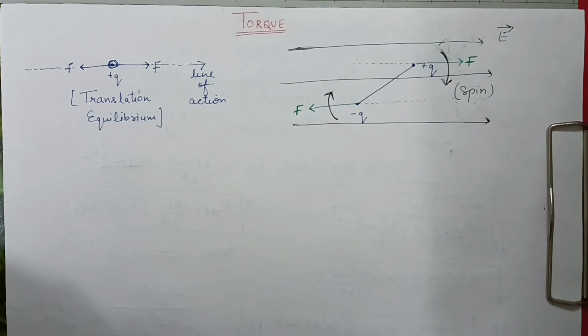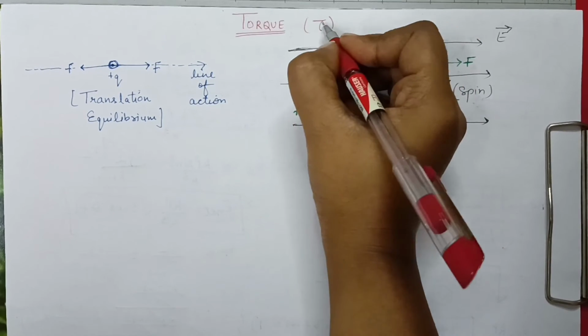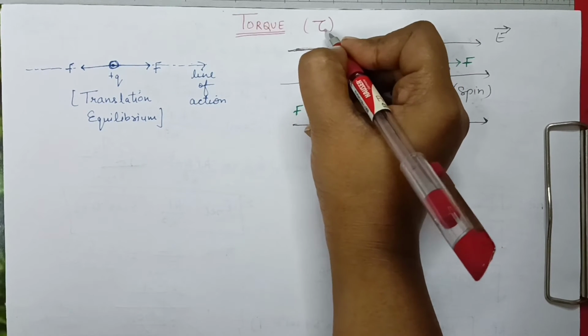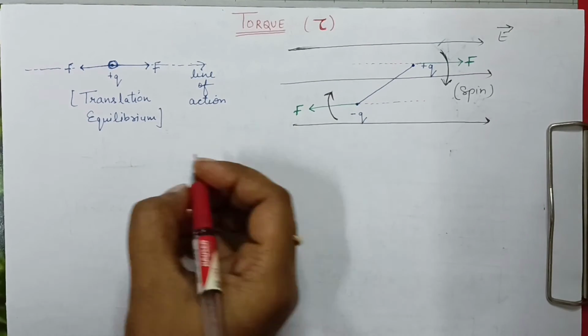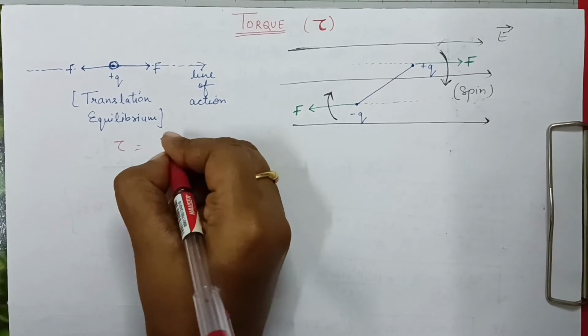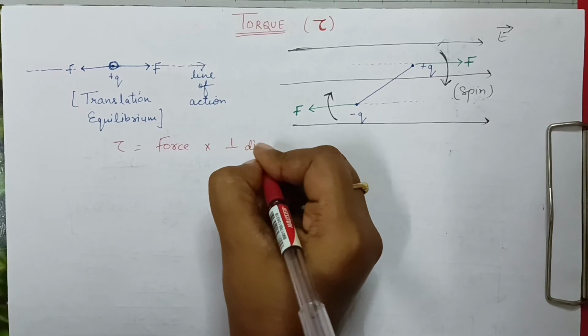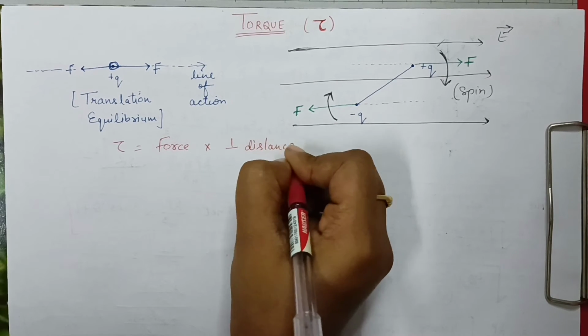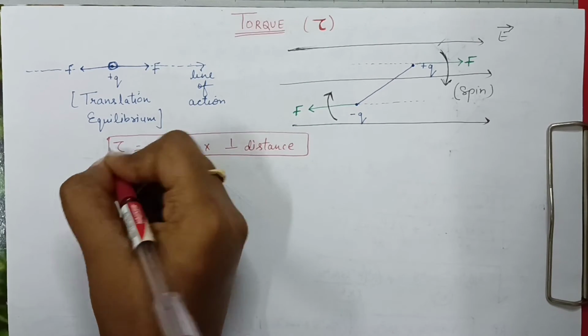Now I hope what torque is, is clear. Now we define torque like this. This is known as tau, and tau is the symbol for torque. In mathematical terms, torque is defined as force multiplied by perpendicular distance. This is the formula for torque. Now we will discuss this formula as well.